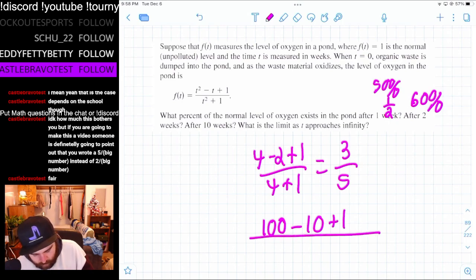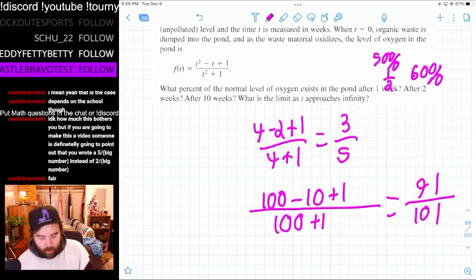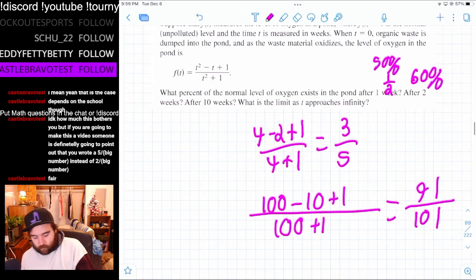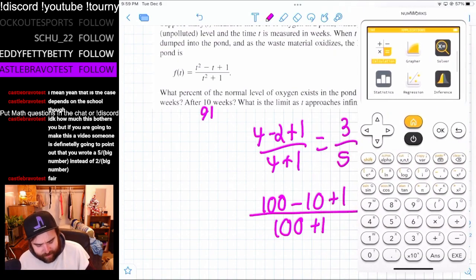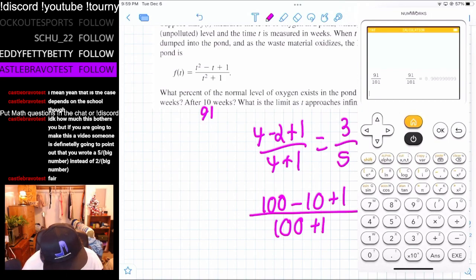Plus 1 over 100 plus 1 is 91 over 101. So whatever that is as a percent, I think there is a trick to do over 101, but I'm not sure. 91 divided by 101? Yeah, it looks like there's a trick, maybe. But basically 90%.